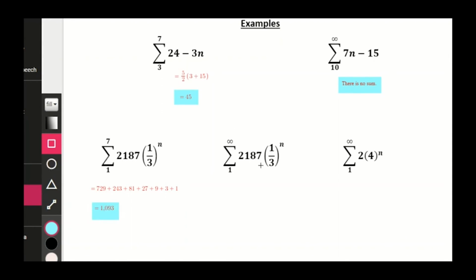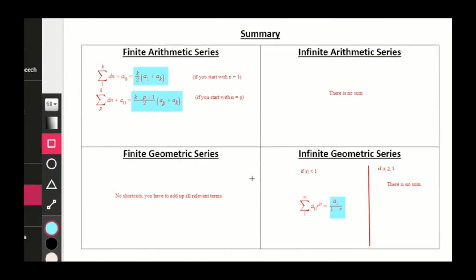This next one's an infinite geometric series. So we've got to decide first, does it have a sum? So I look at the common ratio and I see that it is less than 1. So we will be guaranteed a sum here. And we're going to use this little formula right here.